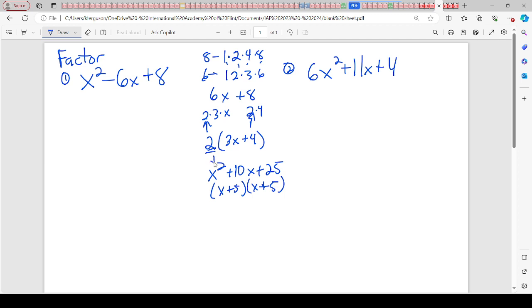X times x is x squared. X times 5 is 5x. 5 times x is another 5x. And then 5 times 5 is 25. 5x plus 5x is 10x. And thus, there is my trinomial. I multiply x plus 5 times x plus 5. So those would be the factors of x squared plus 10x plus 25.